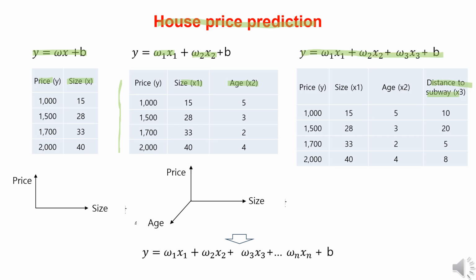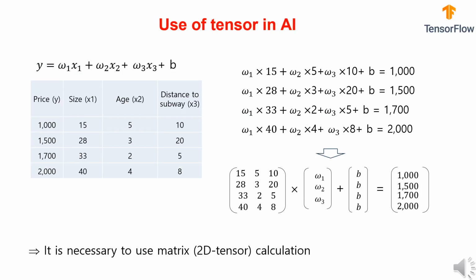As the number of factors increases, the equation becomes more complex. In other words, to accurately predict house prices, you need to consider multiple factors rather than just one. However, doing so makes the equation more complicated and requires more calculations. Let's assume that there are 3 factors: size, age of the house, and distance to the nearest subway station, and this represents the equation for predicting house prices.